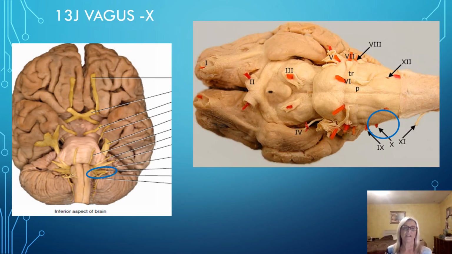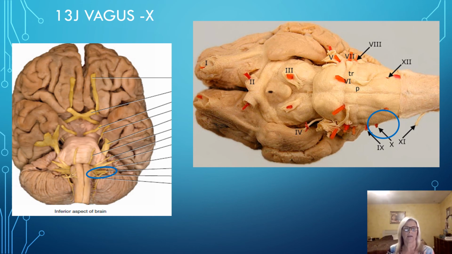So next we have the vagus nerve. It's a little harder to see on the human brain over there, but it's the thicker nerve kind of towards the back. You can follow the line all the way through. This has sensory and motor functions. For sensory, to the visceral organs.